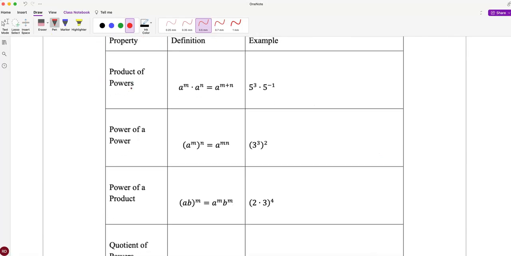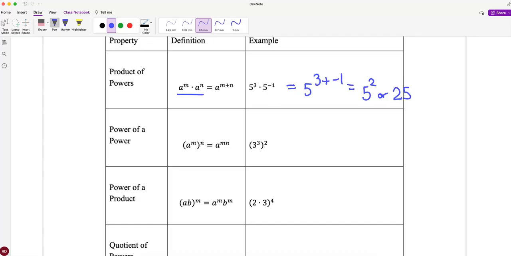So we have examples here. These are the rules of exponents. Anytime I have the same number raised to different powers, I add those exponents. So the example here is going to be 5 to the 3 plus negative 1. This is 5 squared, or 25.